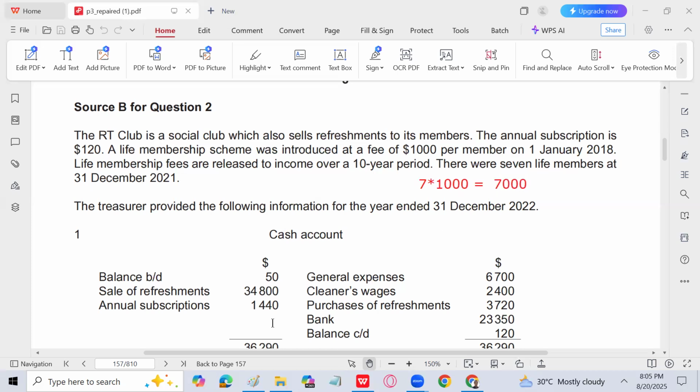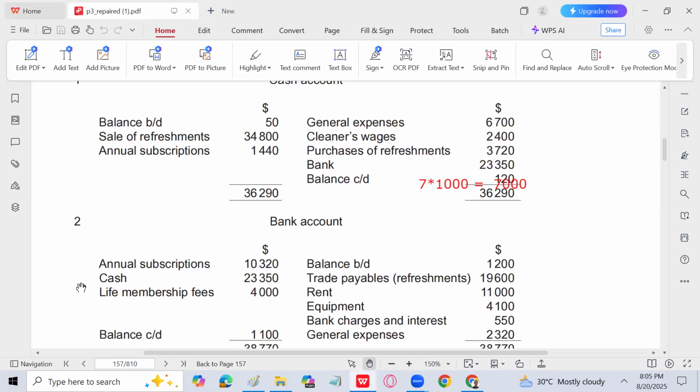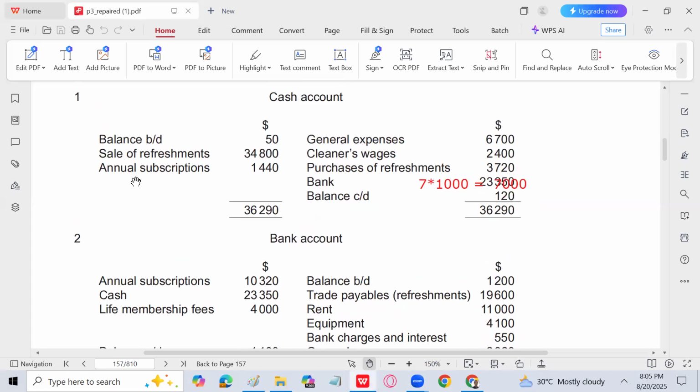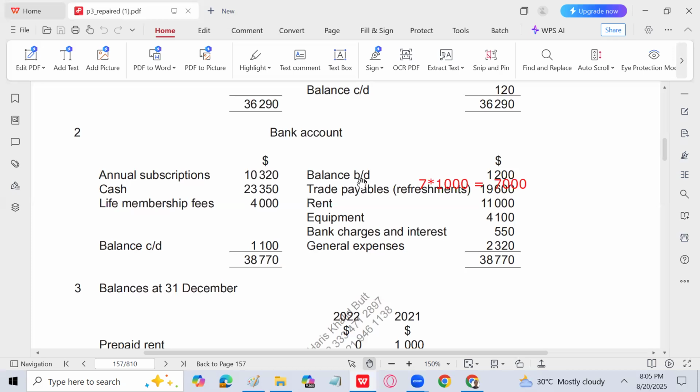Now let's move back and see the second part of the question. A cash account is given, which means we have annual subscription through cash. Sale of refreshment is given. General expenses, cleaner wages, purchase of refreshment, and bank and balance carried down are given, 120 of cash. A bank account is given, which is brought down as an overdraft balance. Payment to trade payable is given. Annual subscription through bank is also received as 10,320. Then cash is 23,350, and life membership fee is 4,000.